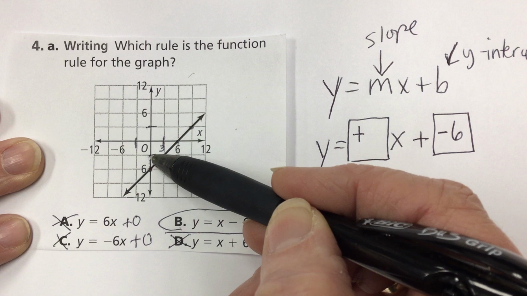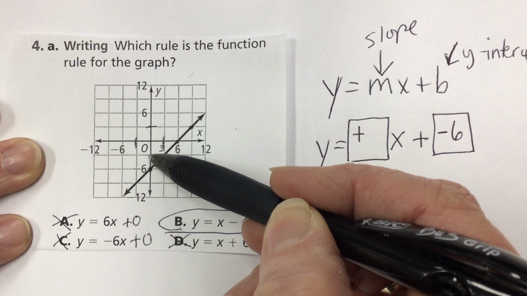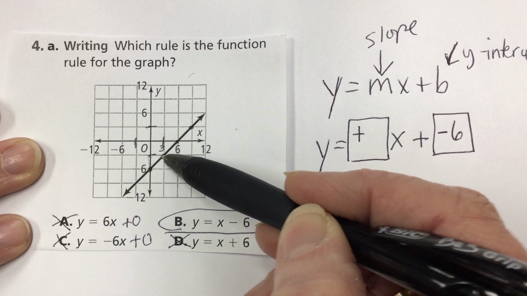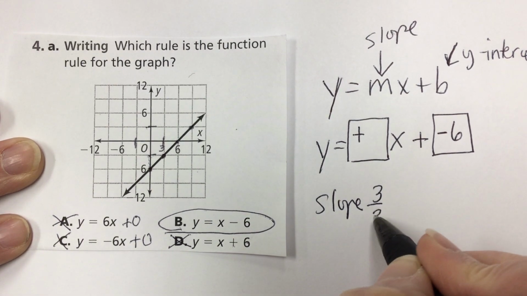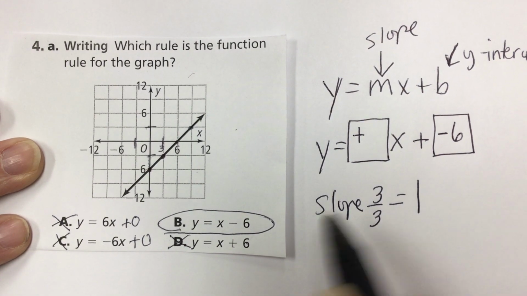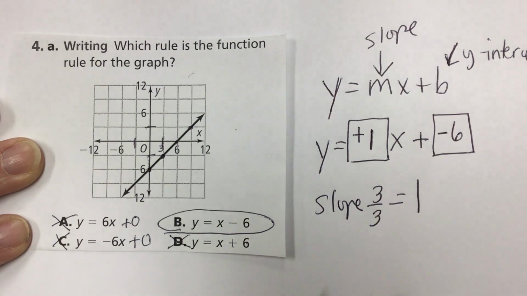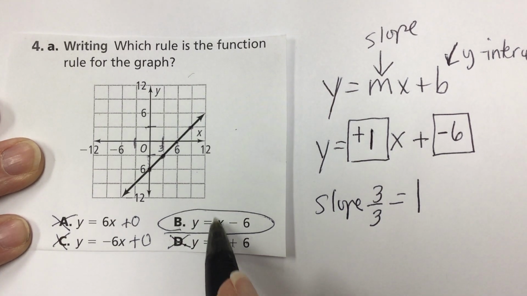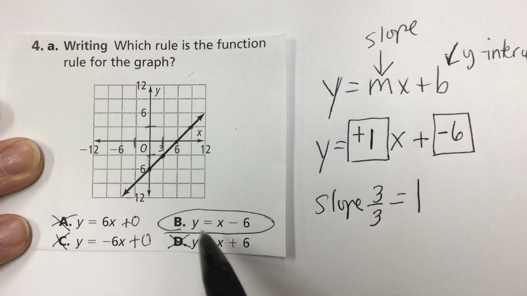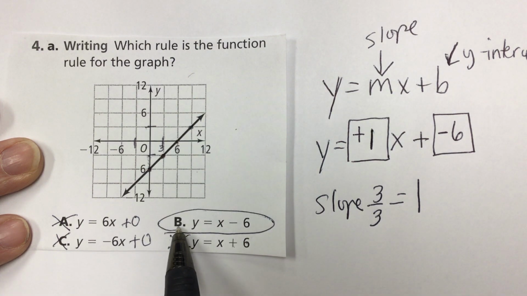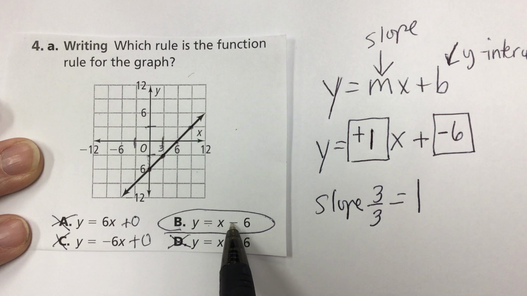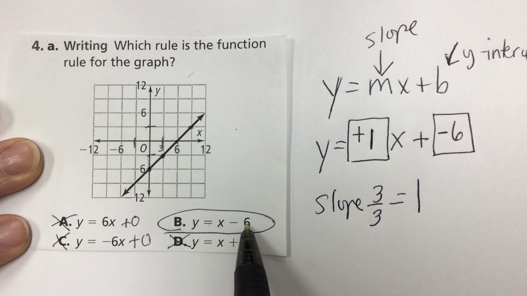So from this point to this one, I had to rise +3 and run +3. So my slope is 3 over 3, which, 3 divided by 3, is 1. So my slope is 1. So does this equation have a slope of 1? Is there a 1 in front of x? Yes, it's understood to be there. So the rule for the function of this graph is B, y equals x minus 6.